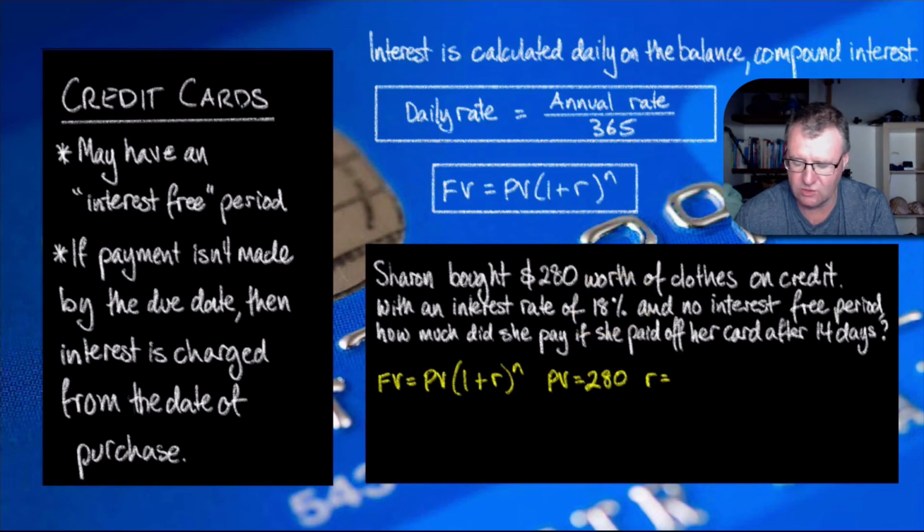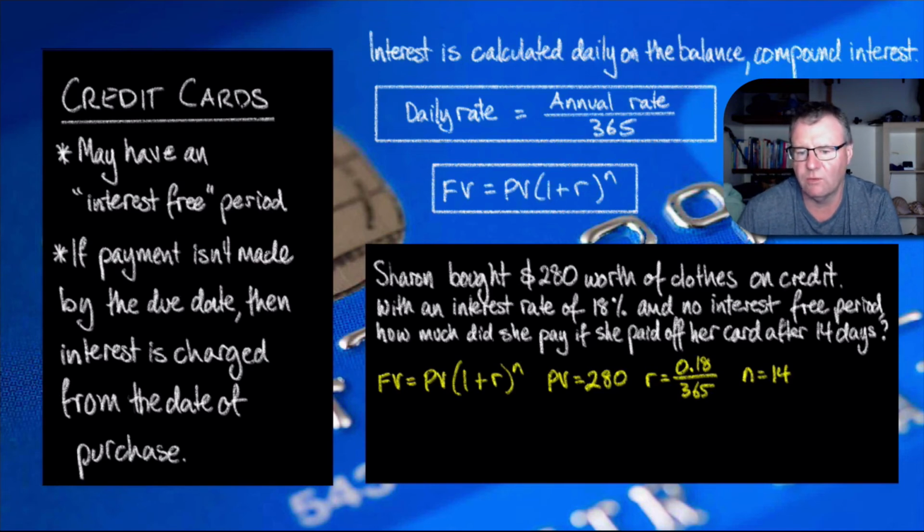And then we're going to divide that by 365. So 0.18 for the year, but divided by 365 because we want a daily rate. And let's see, our n, our number of time periods. Well, if we're working with a daily interest rate, we're going to work with every day as a time period. So clearly there are 14 days, or 14 compounding time periods.